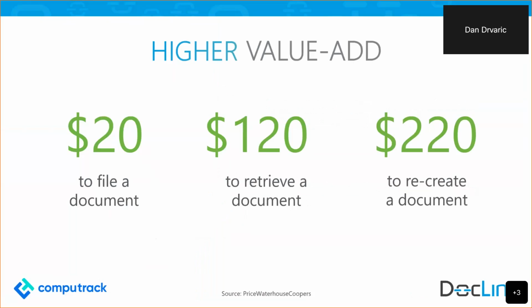And again, I think these numbers are very startling to a lot of us. Just simply to file a document can cost up to $20. It can take up to $120 to retrieve a document. So when you think about what you do during the annual audit in a paper-based situation, when the auditors ask you, okay, I want to see all of the invoices for a particular vendor, or I want to see all of the invoices that impacted a particular GL account. The cost of retrieving those documents can be very, very expensive.